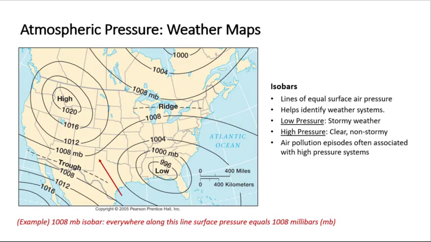We also learned about atmospheric pressure, which is the mass of air overlying an area. Typically, surface air pressure is around 14.7 pounds per square inch. Another way to express pressure is millibars, which is what meteorologists typically use when depicting surface pressure on a weather map. An example of such a weather map is shown on this slide.